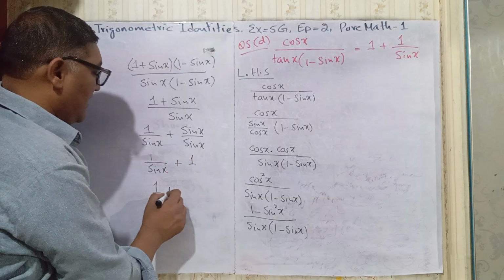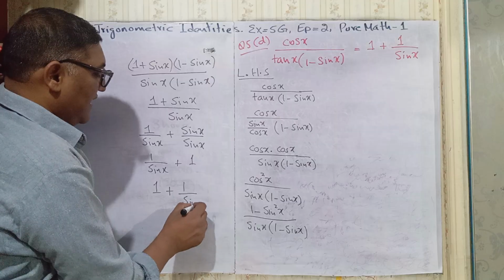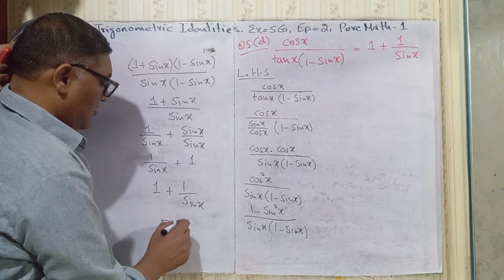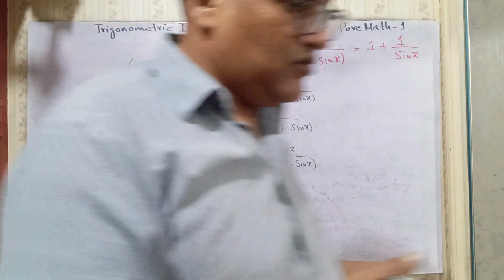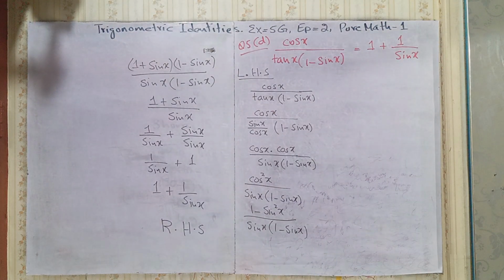So I can write it as 1 plus 1 by sin x, and that is your right hand side. This is how you will do question number 5, D part, a little longer question. I hope you understand how we have proved that the left hand side is equal to the right hand side. It's not very difficult.